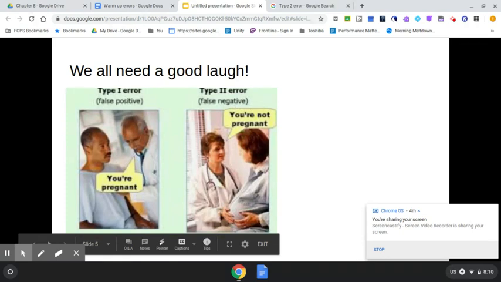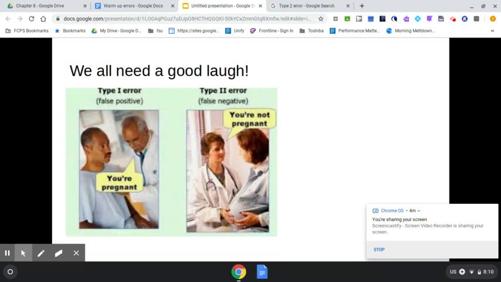Okay, this is just a little joke. So found this on the internet, thought it was funny. So a type 1 error is basically a false positive.